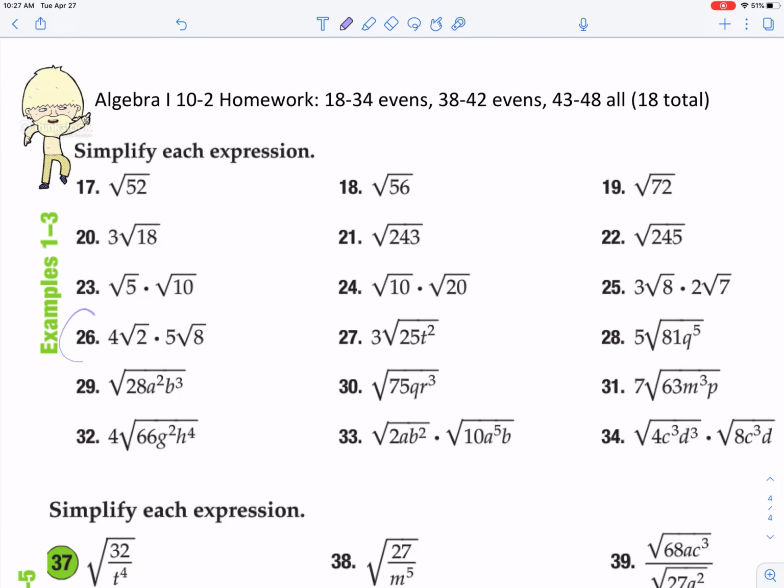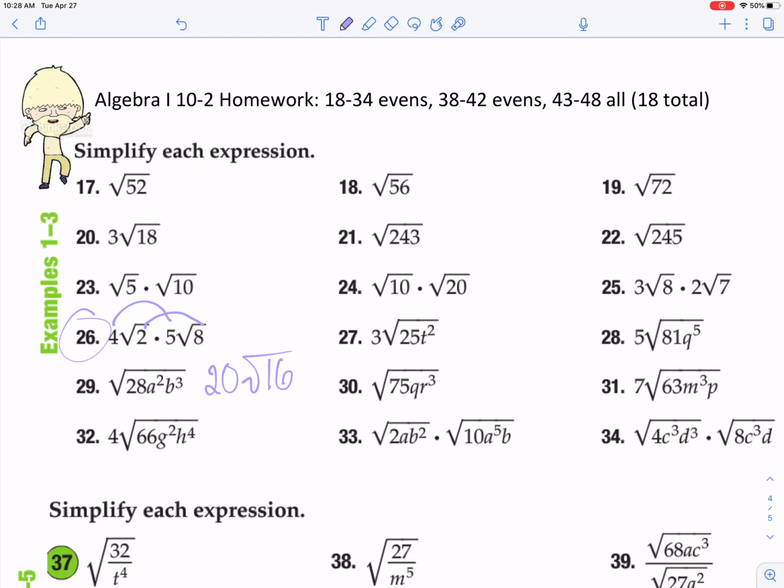We're going to come down here and do number 26. What's different about 26 is it has these numbers on the outside of the radical sign. It's still super easy though, because check it out. All you have to do is multiply the stuff on the outside of the radical together. So the 4 and the 5, 4 times 5 is 20. Multiply the stuff underneath the radical sign together. So the 2 and the 8, which is 16.